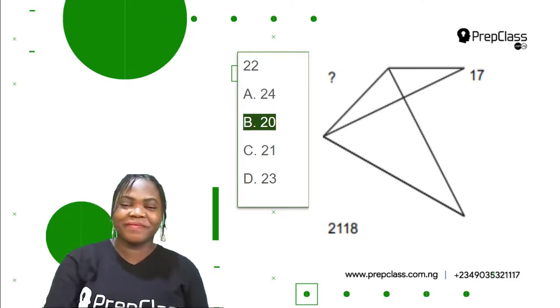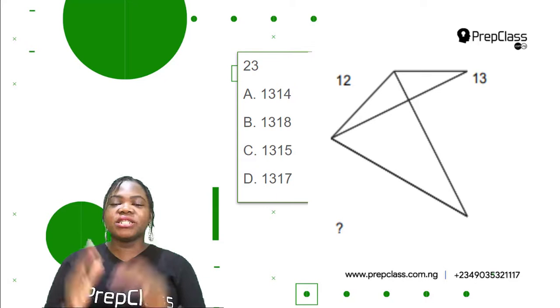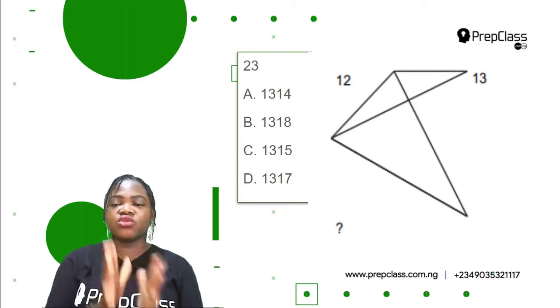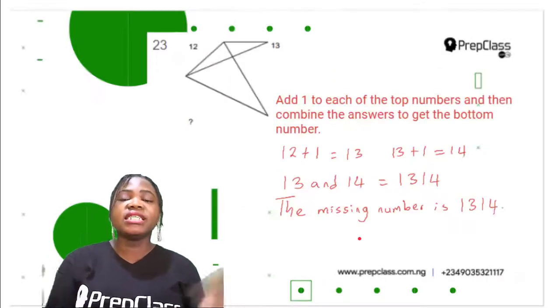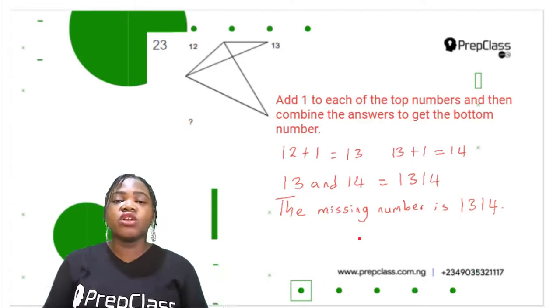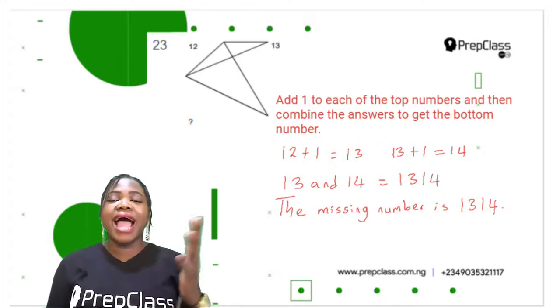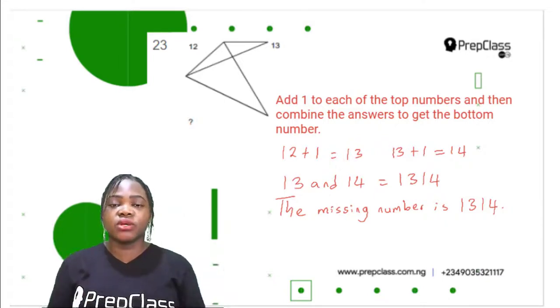Check. Question 23. So the two top numbers are given, 12 and 13, and we are asked to find the bottom number. So this is very easy. So we just follow the lead given in the sample. So in the samples, all we had to do was to add 1 to each of the top numbers and then combine the answers to get the bottom number.